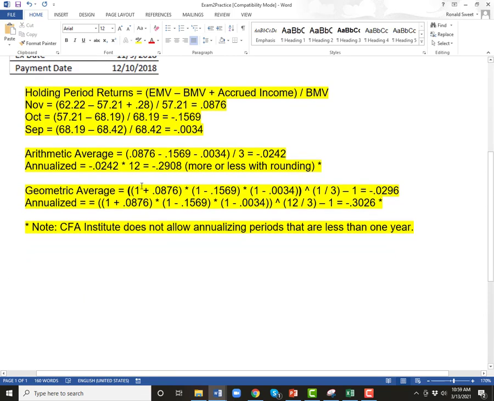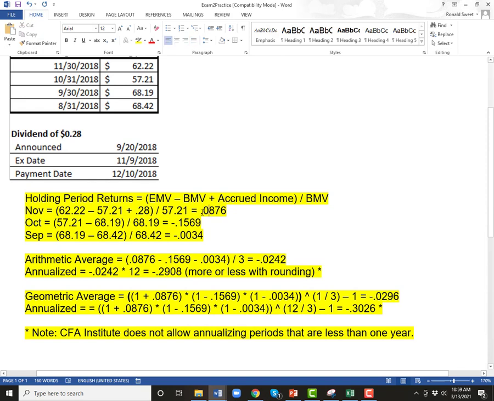With the geometric, you're still going to take all 3 of these returns, but you add 1 to each one, and look real carefully at the parentheses. You add 1 plus the first month, so 1 plus 0.0876, put parentheses around that. That entire thing is times 1 plus the second month, with parentheses all around, times 1 plus the third month. You take all of that, and you'll get 0.9 something here. You raise it to the 1 divided by the number of months that you have. Here we have 3 months.